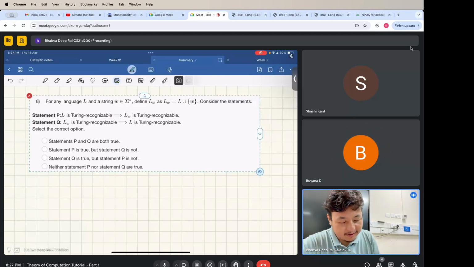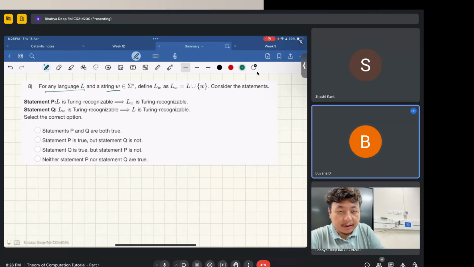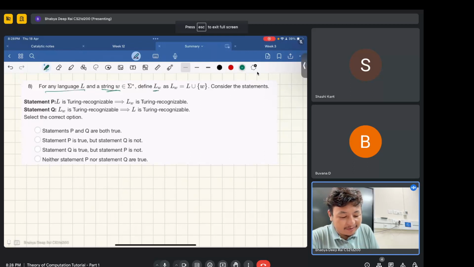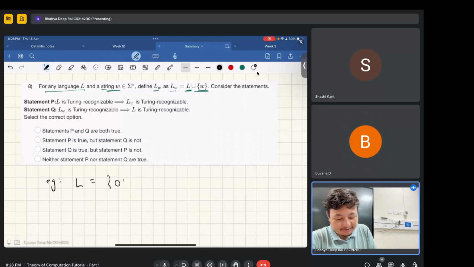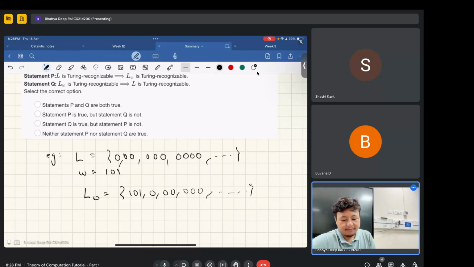Okay, so here's the question. For any language L and a string W, define LW as the original language L union with W. For example, let's say L is 0, 00, 000, and so on, and W is 101. Then LW is just 101, 0, 00, 000, and so on. So one additional string.